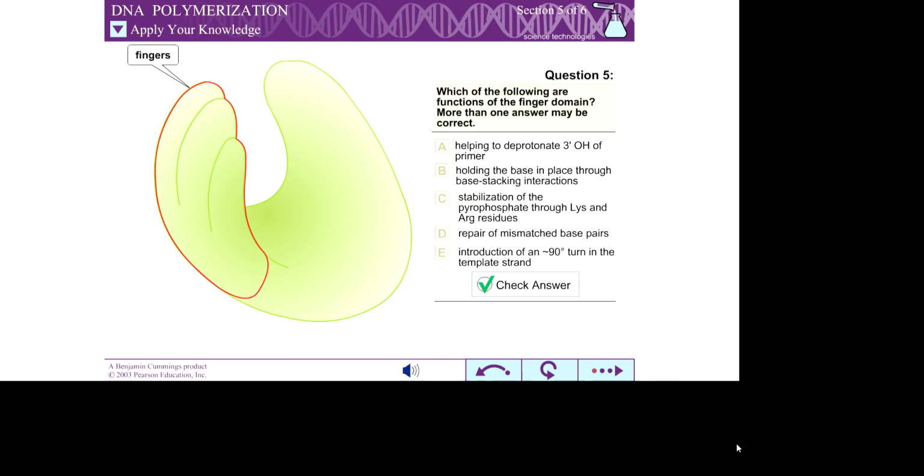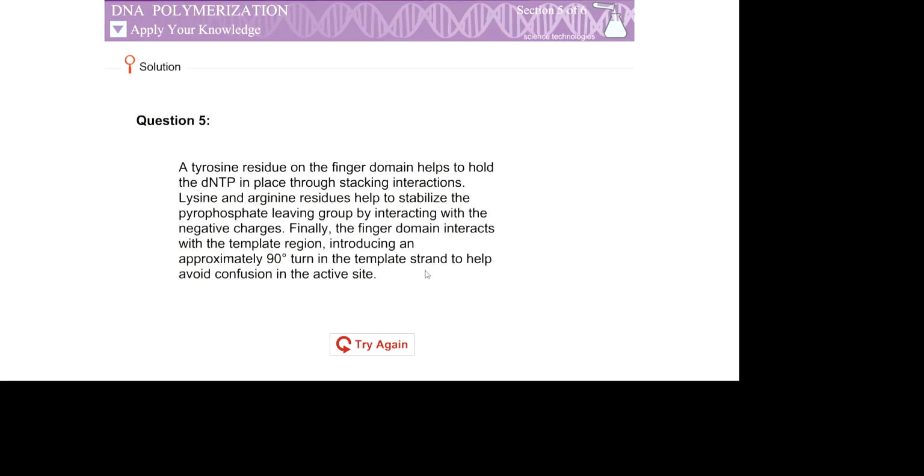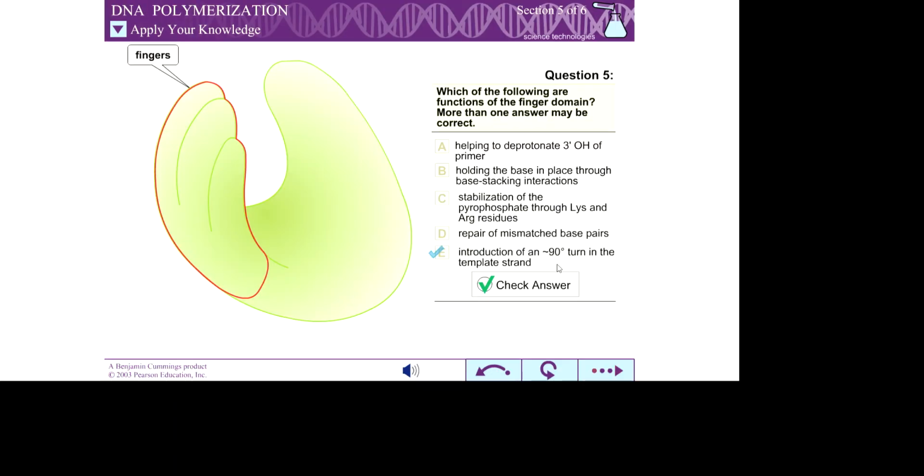Question 5. Which of the following are functions of the finger domain? More than one answer may be correct. Incorrect. You may want to review. Correct.